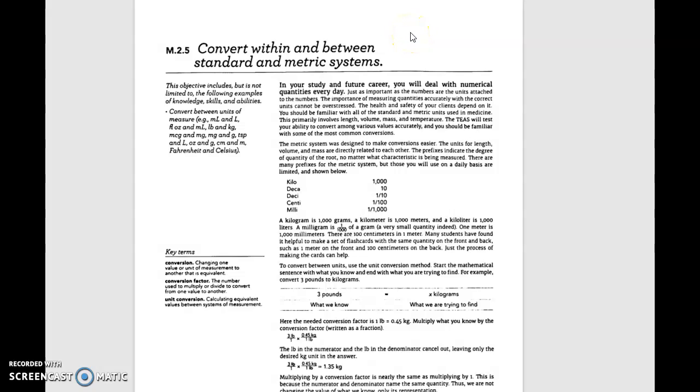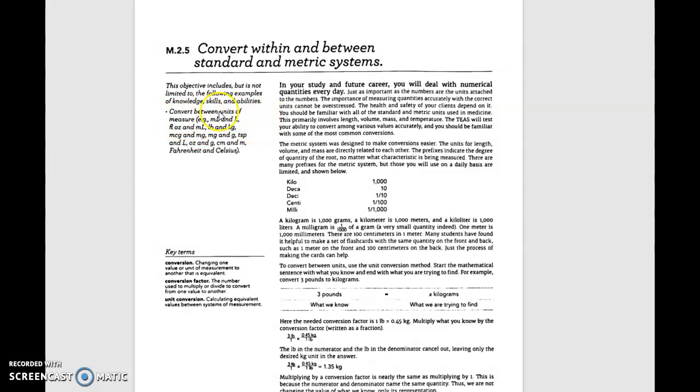In this section, M.2.5, we're going to convert within and between standard and metric systems. This means between the standard, which will be considered the U.S. systems of measurement, and the metric systems of measurement. As you can see, we only have one objective this time.